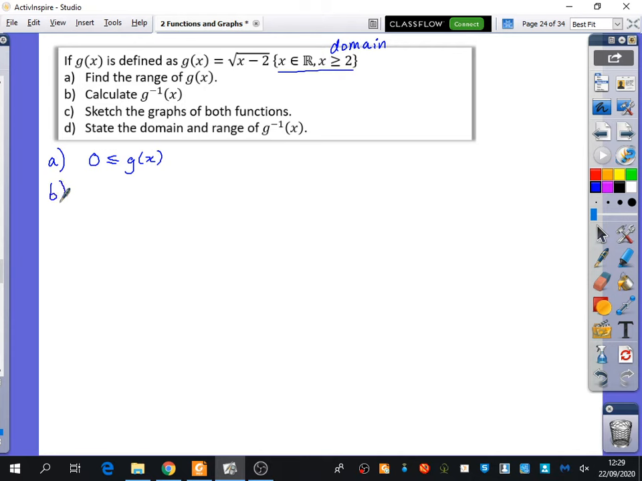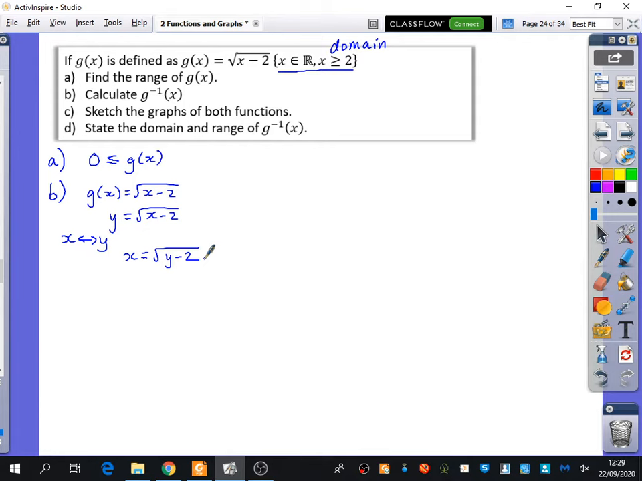Part B of the question is wanting us to do the inverse function. So normally we say that g of x equals the square root of x minus 2. I'm going to write it as y equals the square root of x minus 2. Don't forget this important step of switching the x and the y over, so that we get x equals the square root of y minus 2.